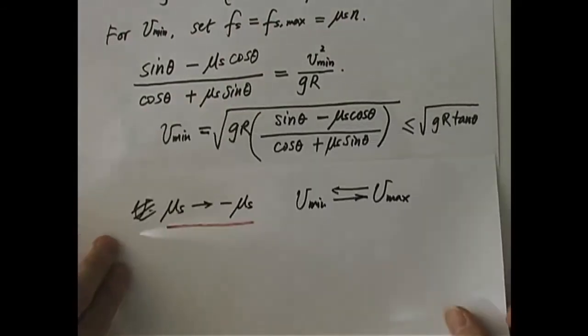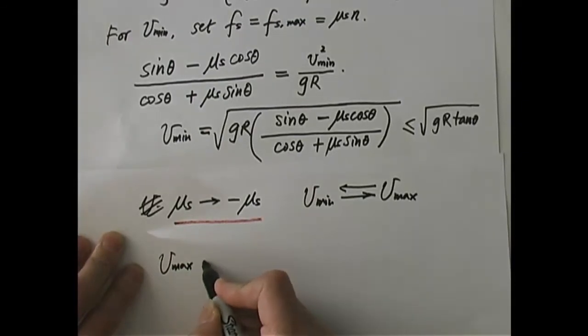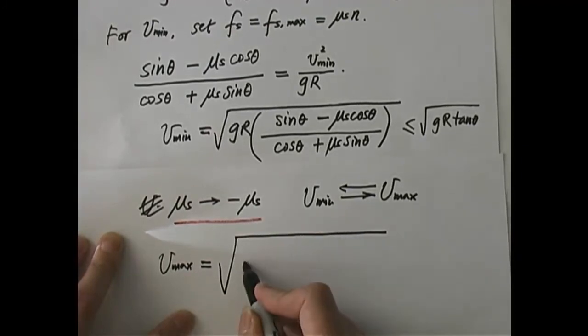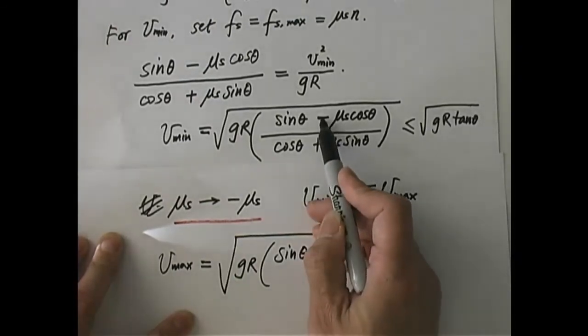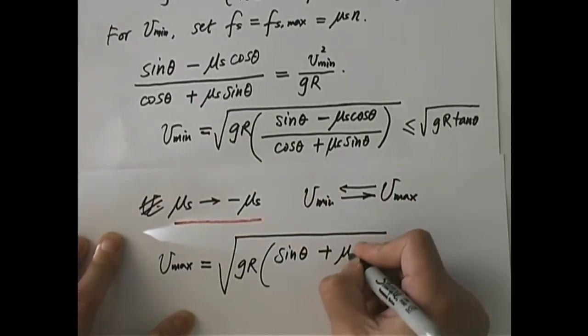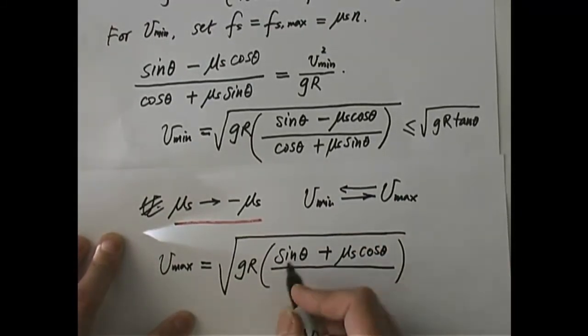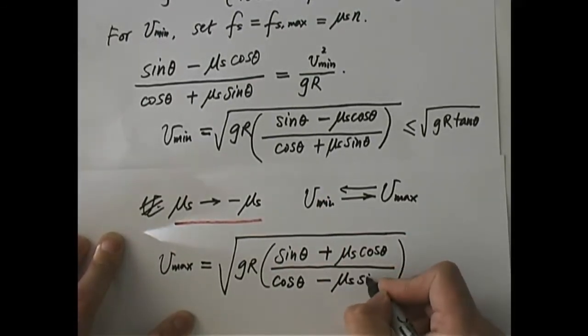We have this expression already for V minimum, so let's copy that to get V maximum. We don't have to start from scratch. Here is V minimum. So how would I write V maximum now? Remember, I just reverse mu s to negative mu s. So there we go. V maximum equals the square root of g r, same thing, times sine theta plus, not minus, but plus, because mu s is now negative mu s, cosine theta, and then divided by cosine theta minus mu s sine theta.